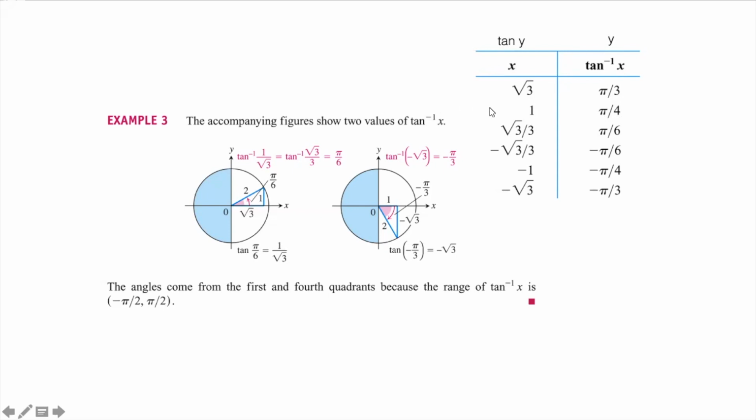And notice that if the input of the inverse tangent function is negative, then that's going to give you an angle in quadrant 4. All right, because remember, the range of the inverse tangent function is the open interval from negative pi over 2 to pi over 2.